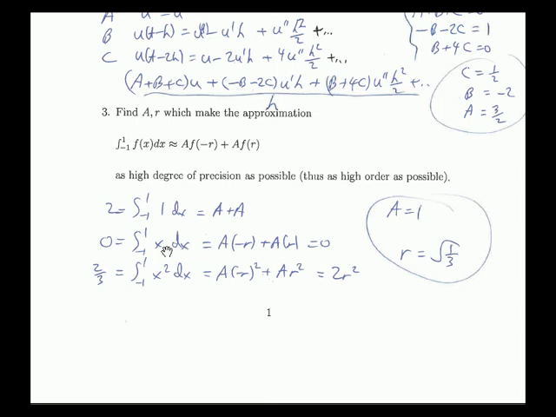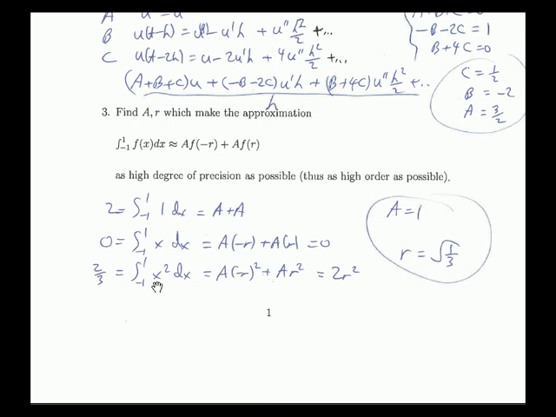And then you plug in x, integral from minus 1 to 1 of x, that's x squared over 2, and upper and lower limit are the same, so you get 0. And f of x is x, so f of minus r is minus r, f of r is r. Those add up to 0, so basically this is exact no matter what a and r are.